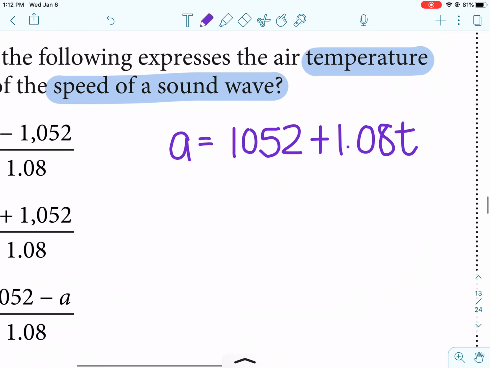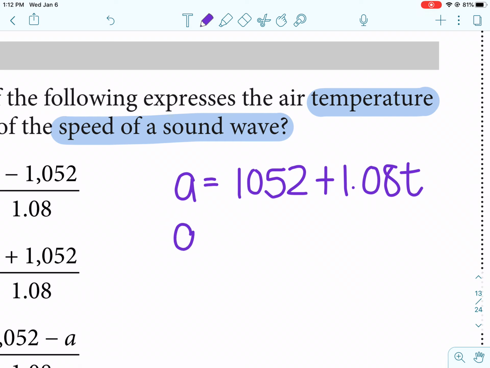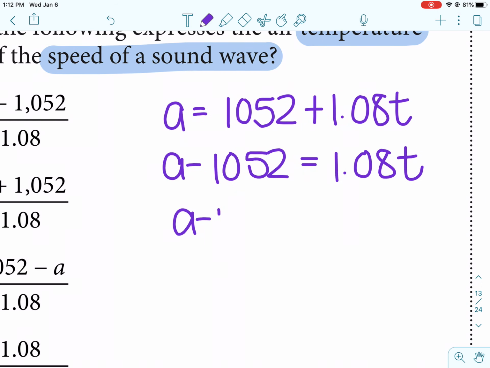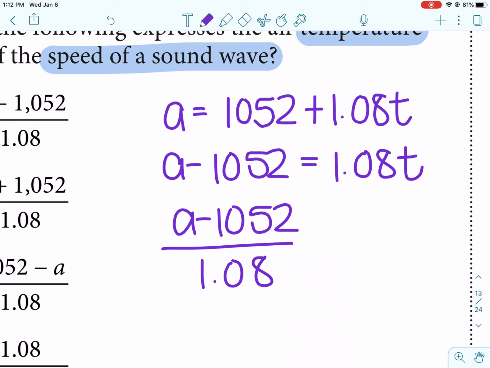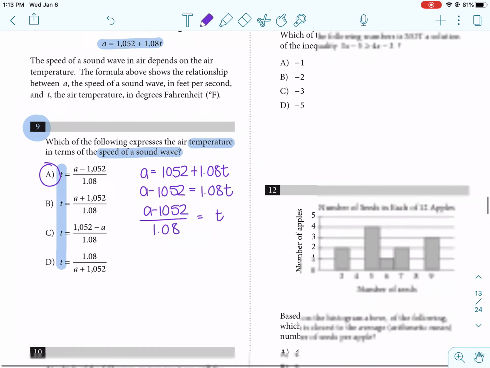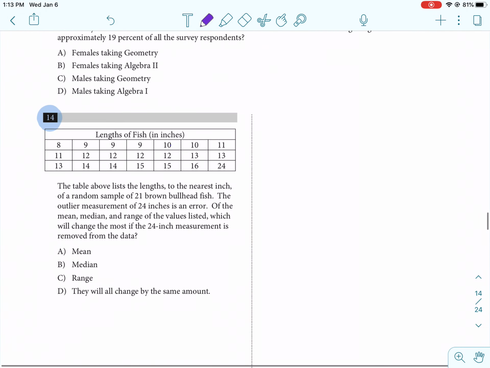I just need to solve this equation for T. So I'm going to subtract 1052. And then I'm going to divide both sides by 1.08. And that gets T alone. So I go find that option A, minus 1052 over 1.08, is option A.